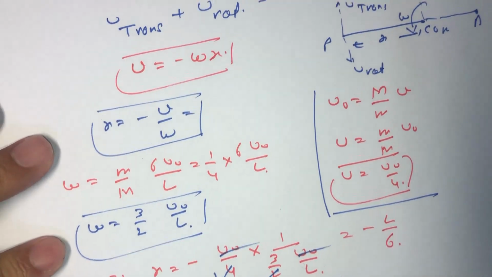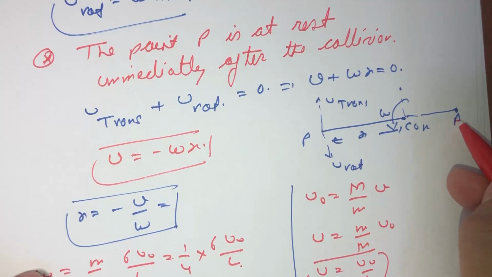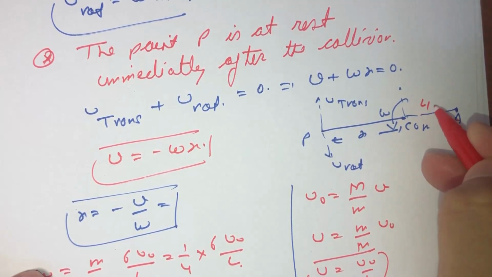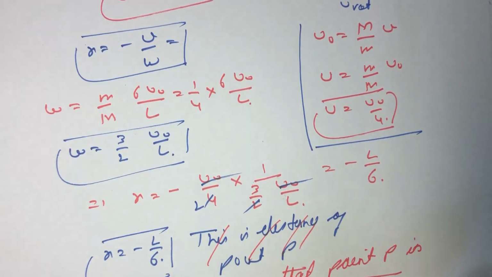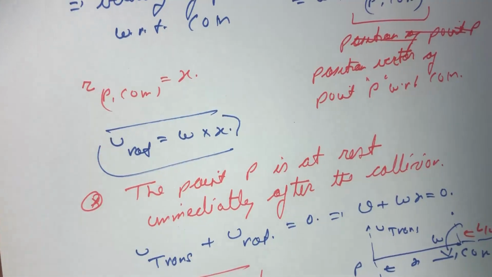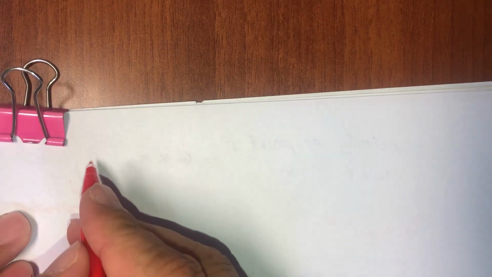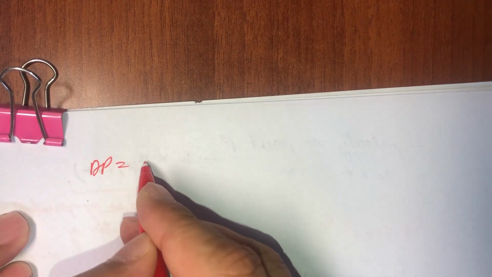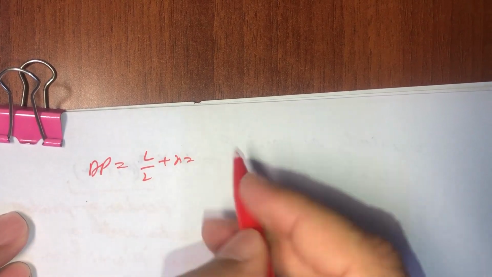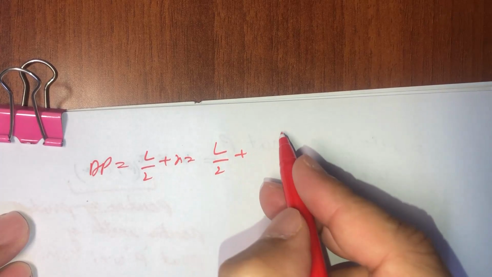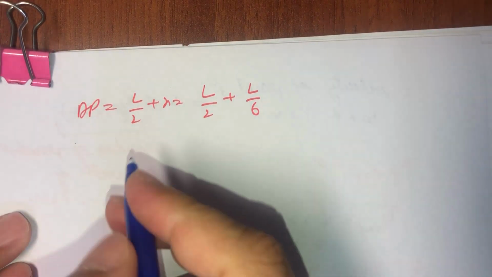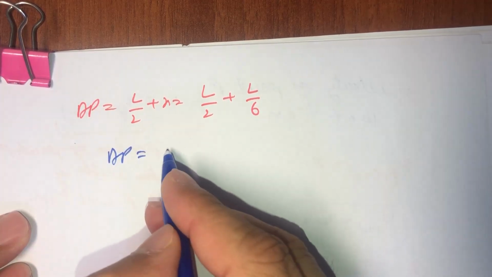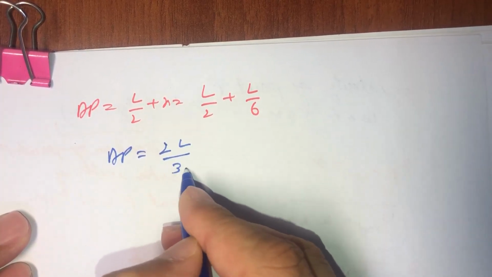So we are interested in AP. We know that the distance of point A from the center of mass is L by 2. So AP will be equal to L by 2 plus x, and x we found out is L by 6. So AP will be equal to L by 2 plus L by 6. So we get AP equal to 2L by 3.